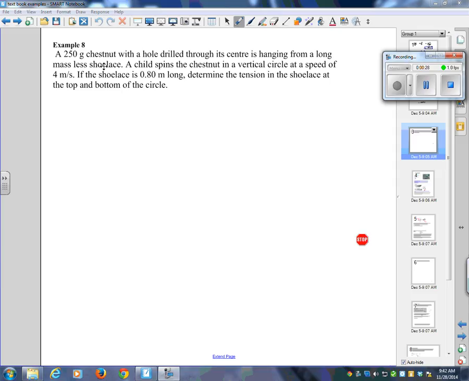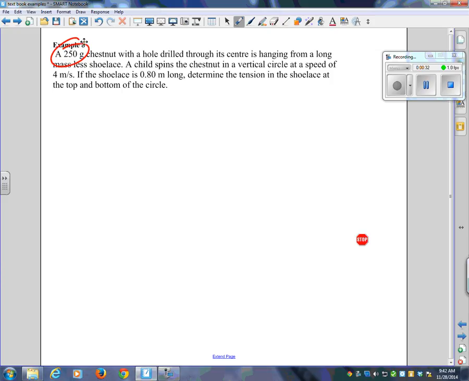Is the 250 gram chestnut important? Of course, right? And warning bells right away. The mass should be 0.250, got to be in kilograms. A chestnut with a hole drilled through its center is hanging from a long massless shoelace. What does that mean? It means it's not important to the question. Don't worry about it. If you had 250 grams here, but the shoelace does have a mass, but that mass is distributed over that distance, does that matter?